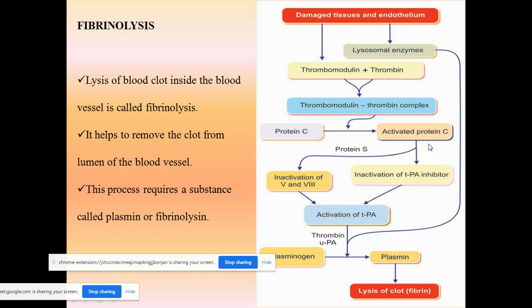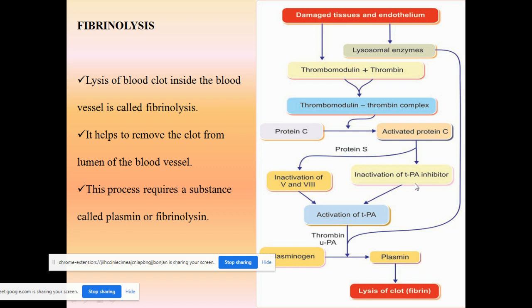Okay, what will this protein C do? You can see it will cause the inactivation of factor 5 and 8 along with protein S. So together with protein S, this activated protein C will inactivate and inhibit these factors. Okay, that is, this is a PA inhibitor, a prothrombin activator inhibitor. What is prothrombin activator? Prothrombin activator forms thrombin, right? So if thrombin is there, what happens? Blood clotting happens. So when blood clotting happens, what happens?